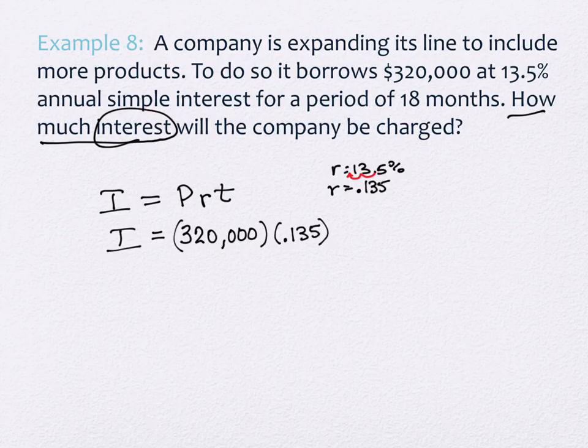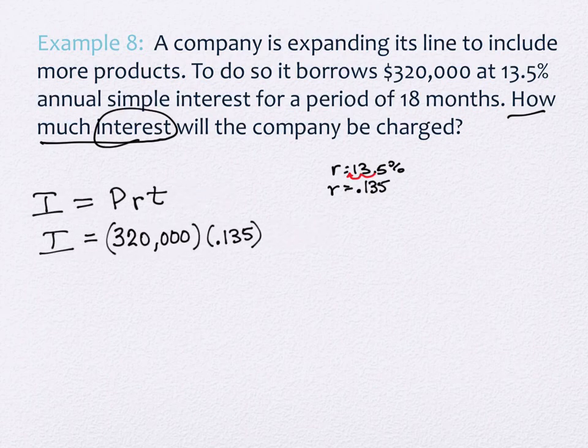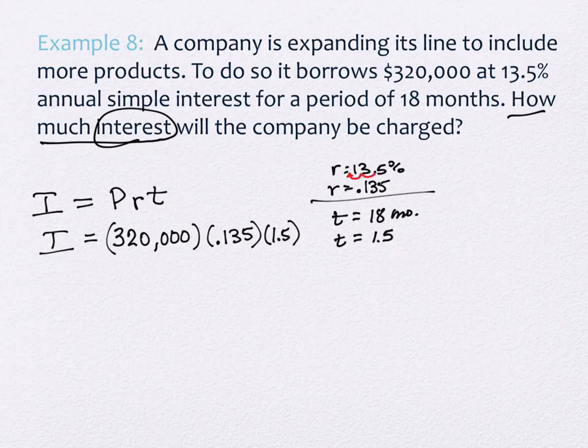In a very real sense, we're also asked to put in time. So the time given in the problem is 18 months. But the time that I put into the formula needs to be in terms of years. What is the year number associated with 18 months? 1.5. Yeah, it's 1.5. 18 months is 1.5 years.